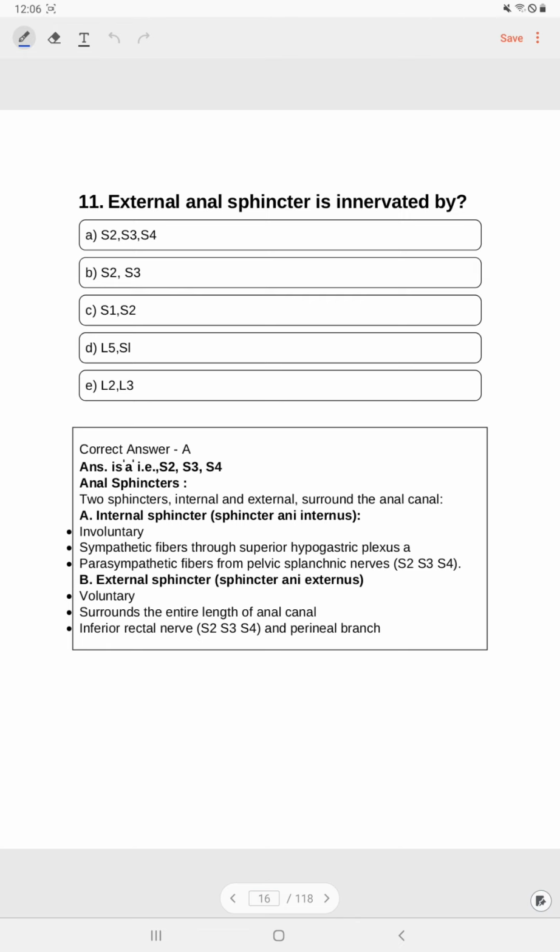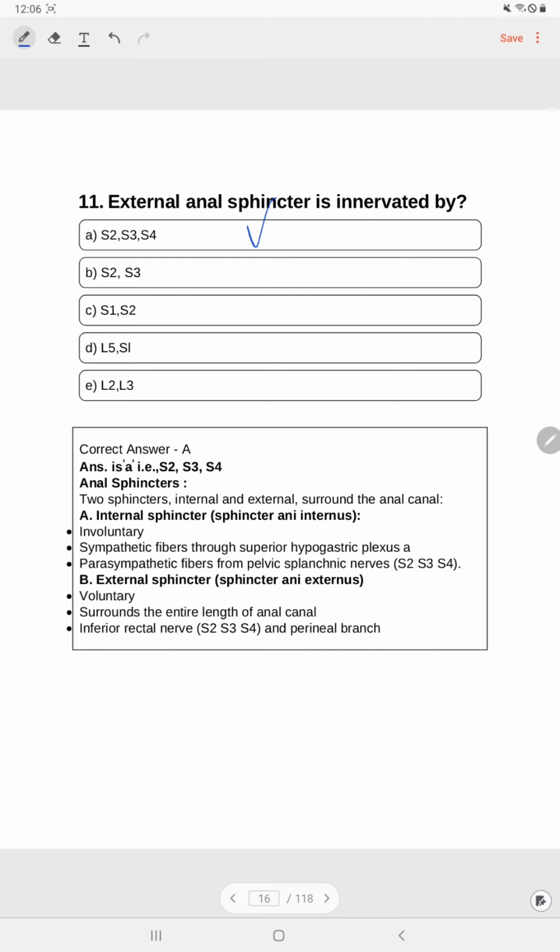Question number 11. External anal sphincter is innervated by: A. S2, S3, S4, B. S2, S3, C. S1, S2, D. L5, S1, E. L2, L3. Correct answer is A. S2, S3 and S4.